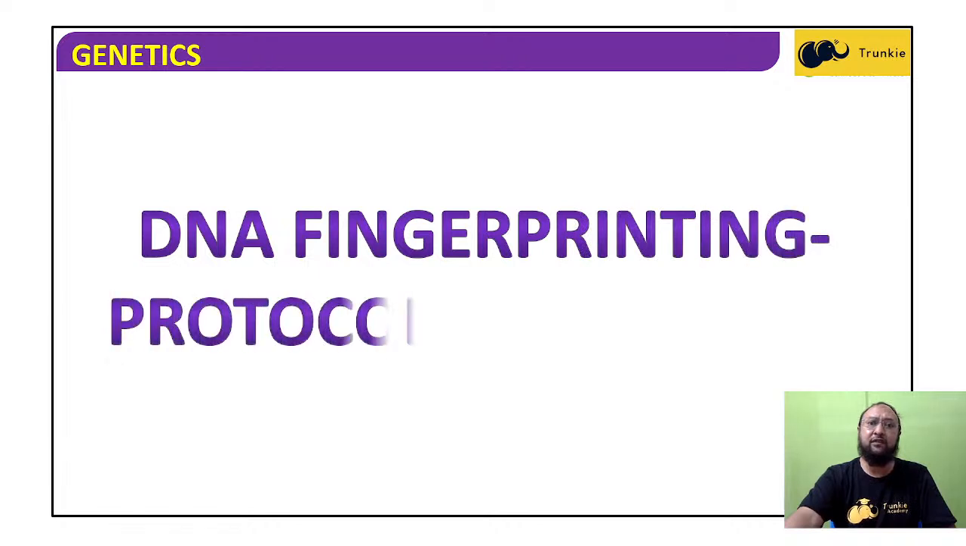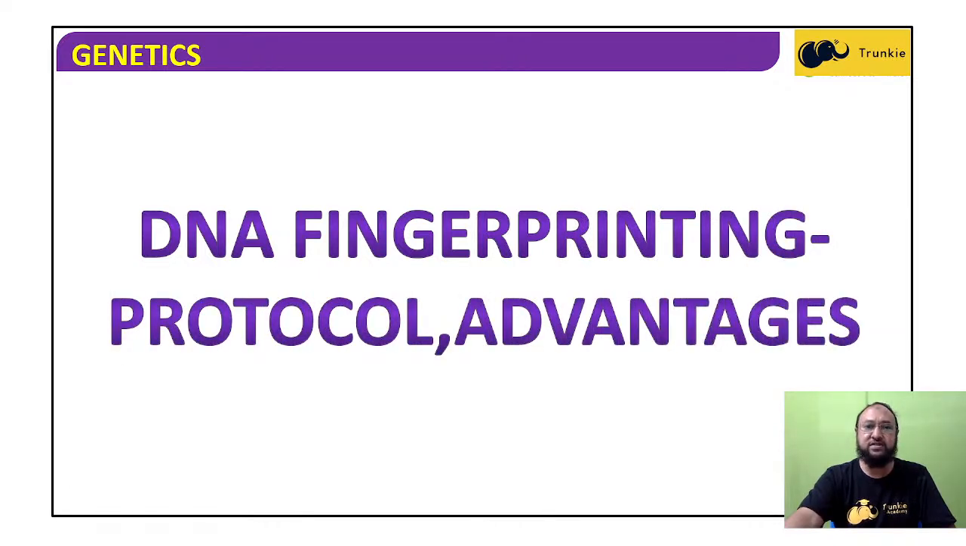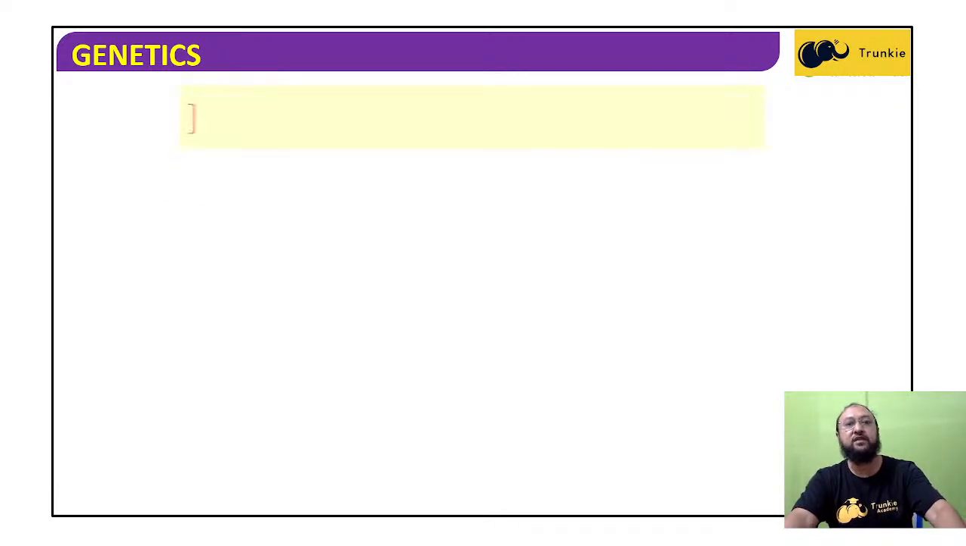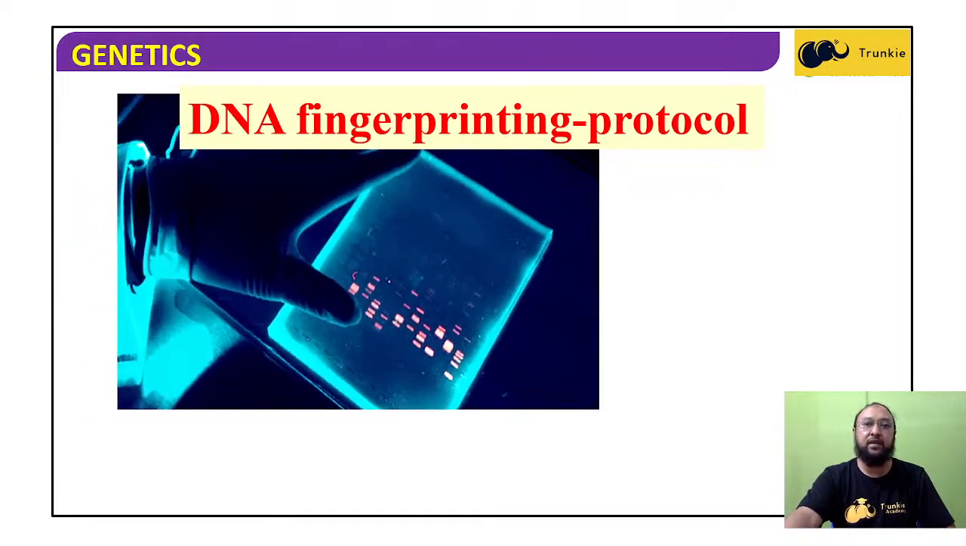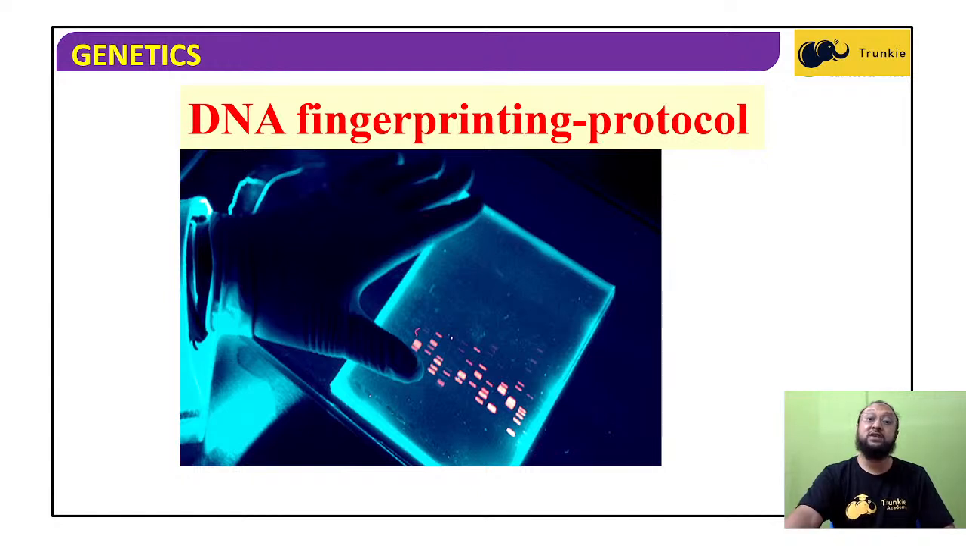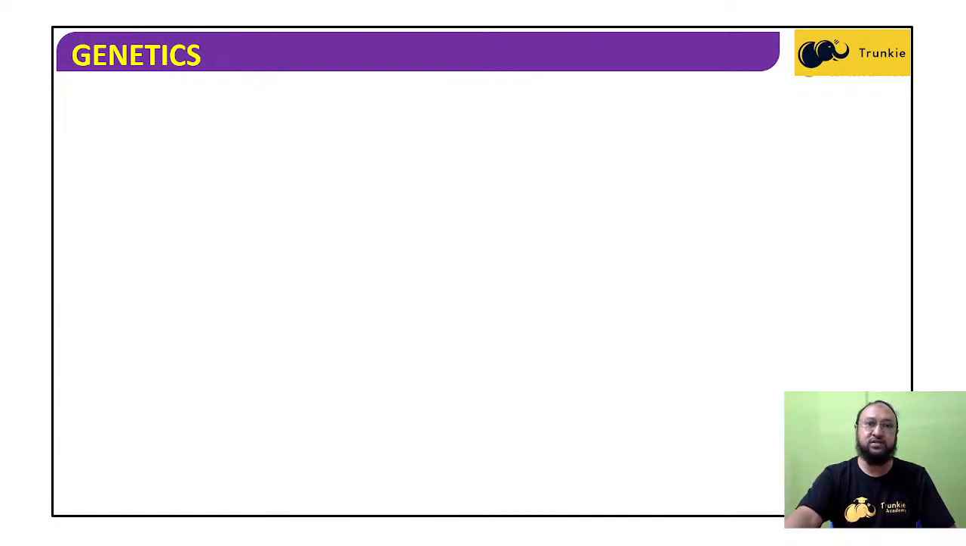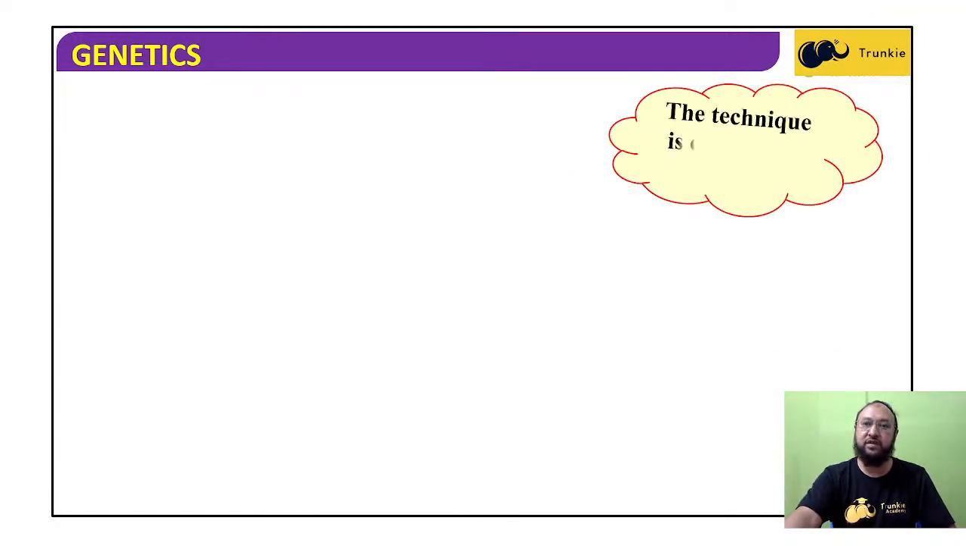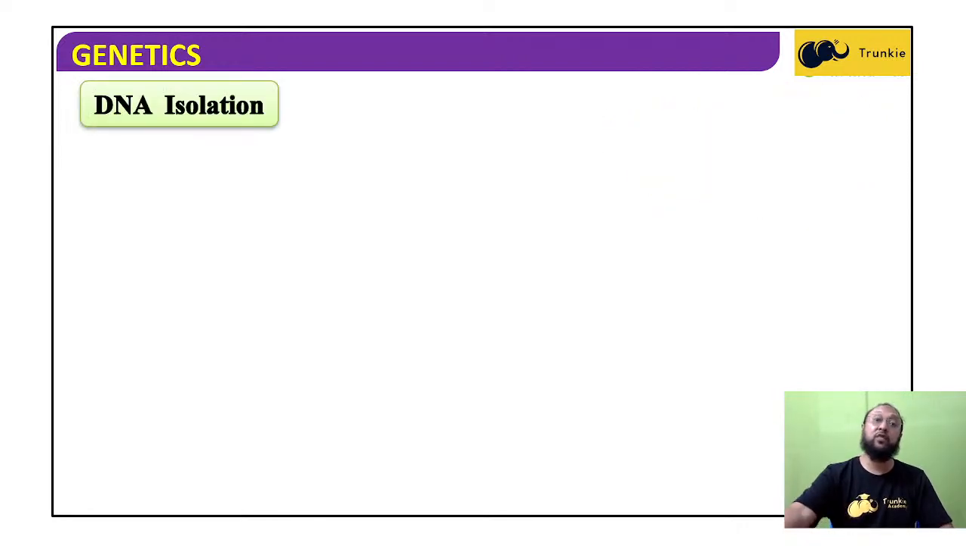Now, the DNA fingerprinting protocol and advantages. How is this done? DNA fingerprinting is done with the help of gel electrophoresis and Southern blotting, which we will study in detail. The technique is carried out as follows. First is DNA isolation. We have to take out the DNA.